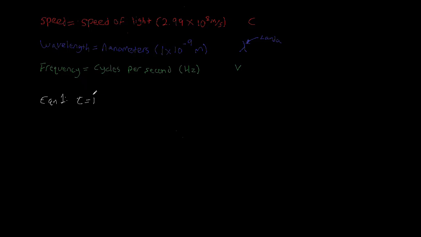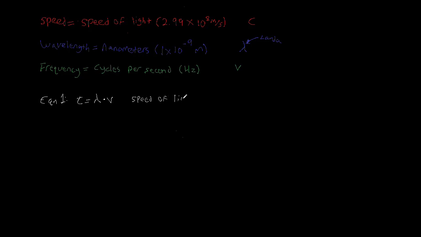That's a terrible lambda. Let's try that again. C equals lambda times V. So what this is saying here is that the speed of light is equal to the wavelength times the frequency. And that's what this equation is saying. Right, this is the speed of light.